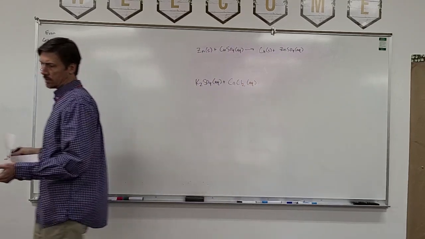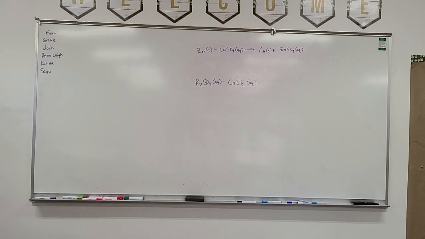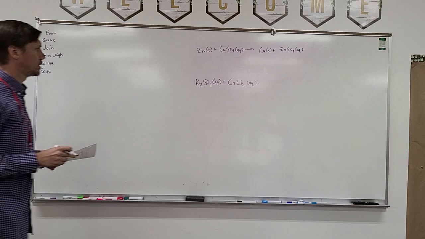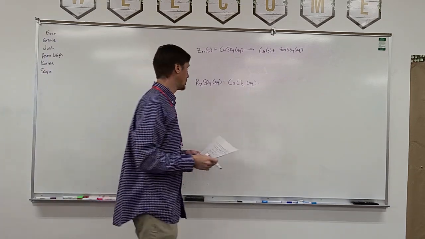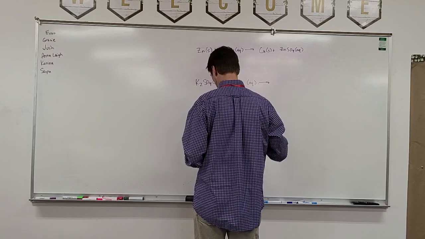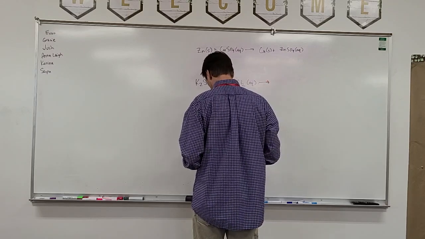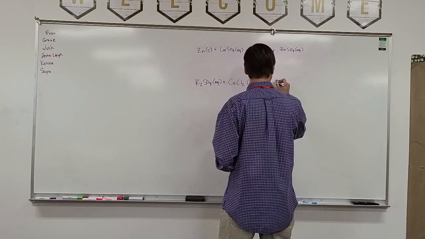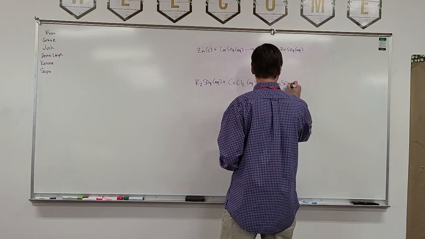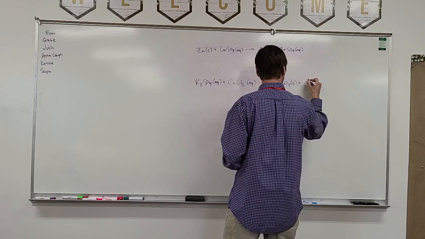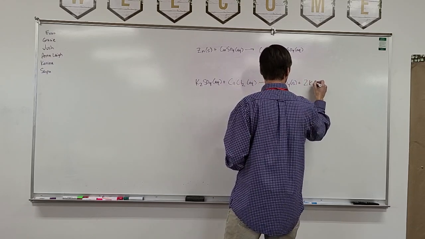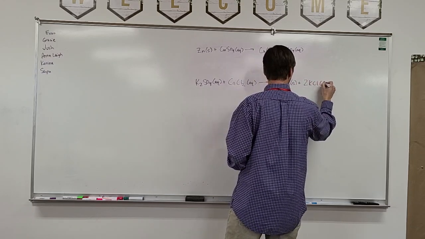Oh, wait a minute, let me check on that. Yeah, that's right. Calcium is a metal, so that's one of those weird ones that I never can remember. It's not obvious to me that it's a metal, but I thought it was. Calcium chloride yields calcium sulfate in solid form plus 2 potassium chlorides in aqueous form.